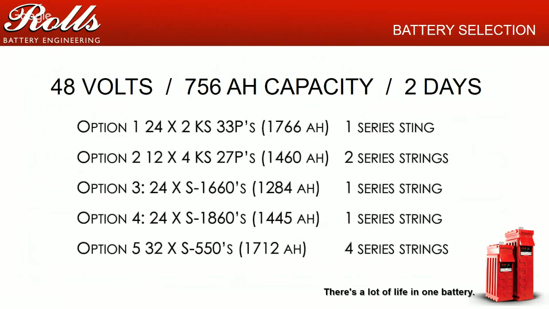So option 5, 32 S530s, 4 parallel strings, the 1700 amp hour. If we compared the two of these, the 2 KS33s and the S550s, the S550s would probably be cheaper in the entry, but in the long run, you're going to have balancing problems with these strings. It's not advisable to do these 4 parallel strings because you are going to have capacity problems down the road. It may not happen year 1. It's probably not going to happen year 2, but it will happen year 3 and year 4, where you will start to see capacity issues. I would stay away from that.